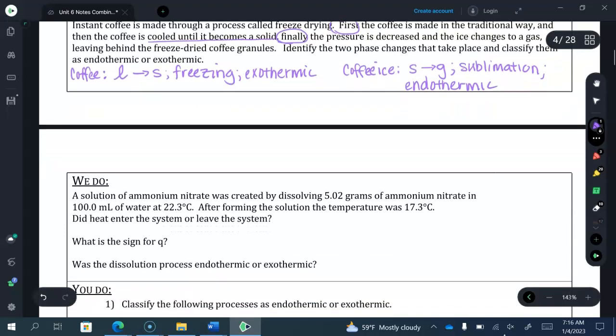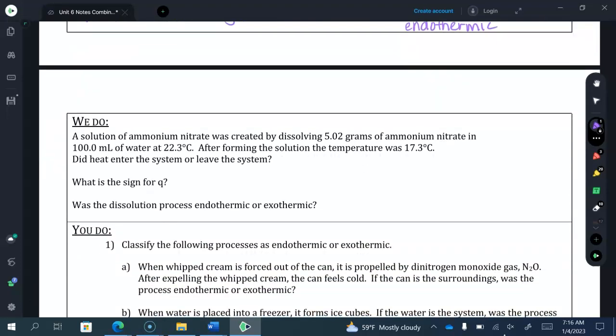Okay, so for our we do, we're going to answer the 3 questions shown here based off of the scenario provided. So a solution of ammonium nitrate was created by dissolving 5.02 grams of ammonium nitrate in 100 milliliters of solution at 22.3 degrees Celsius. After forming the solution, the temperature was 17.3 degrees Celsius. Did heat enter or leave the system?